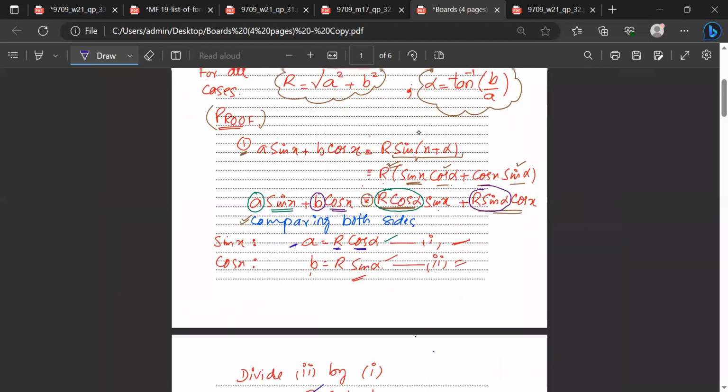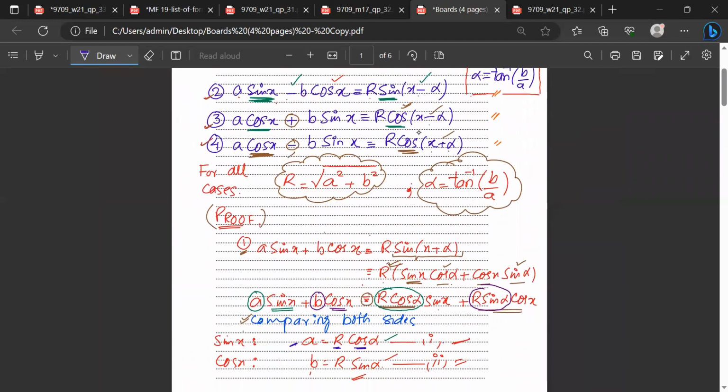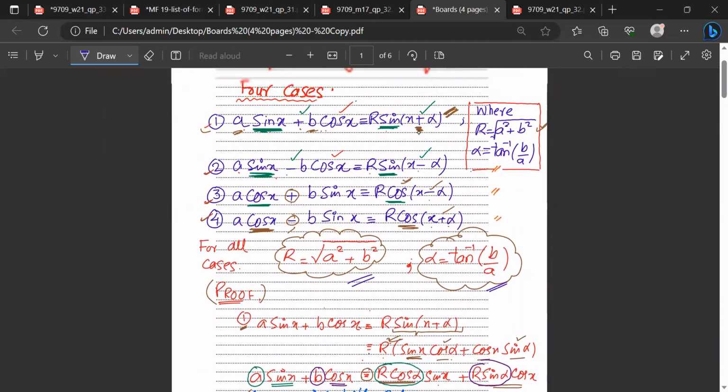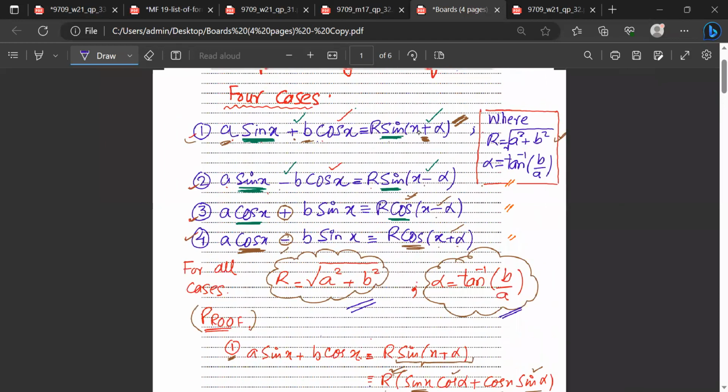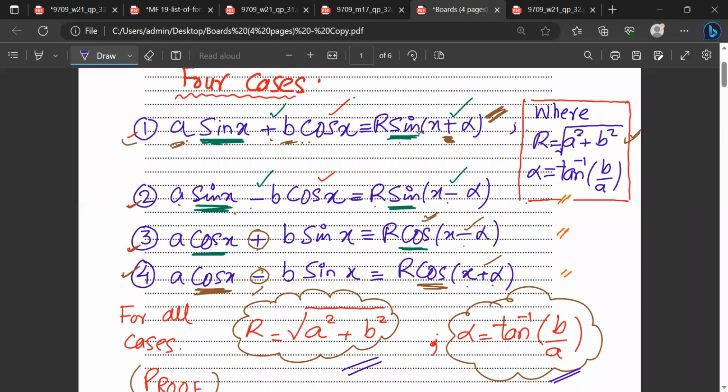The same type of working you can apply for the rest of the three cases, and you'll find that R will be the same for all the cases, square root of a square plus b square, and alpha would be tan inverse of b over a. So just keep in mind these four cases. You can't find these transformations in your formula sheet MF19. Just keep in mind this very simple rule: sine, sine, sine; we have sine, cos, we have cos, and cos. So you'll have to first check before applying this transformation whether the case is appropriate or not. And then the adjustment of sign is very simple.